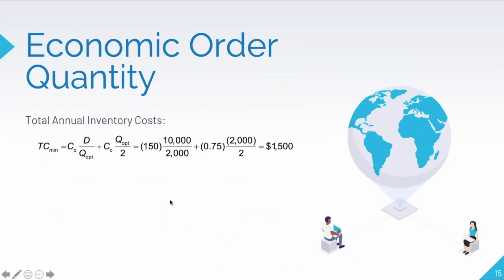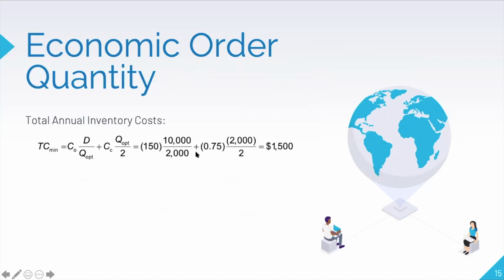The total annual inventory cost is computed this way. First, the ordering cost is the ordering cost, 150, times the number of orders. The number of orders is 10,000, since annual demand is 10,000, divided by every time you order, you will order 2,000. So that would be 5 times 150. That's your total ordering cost.